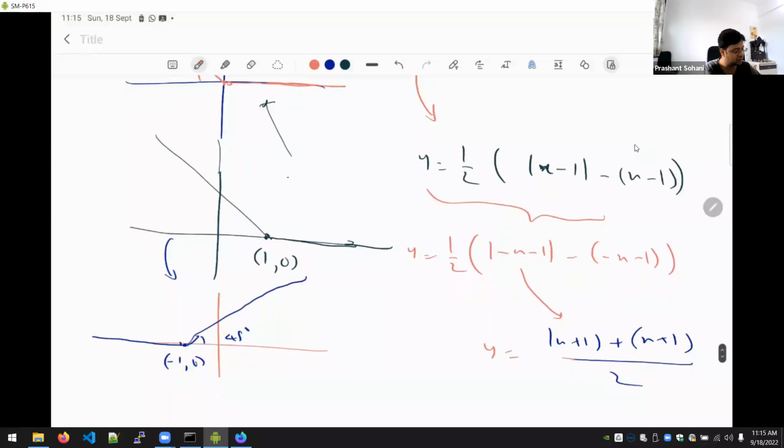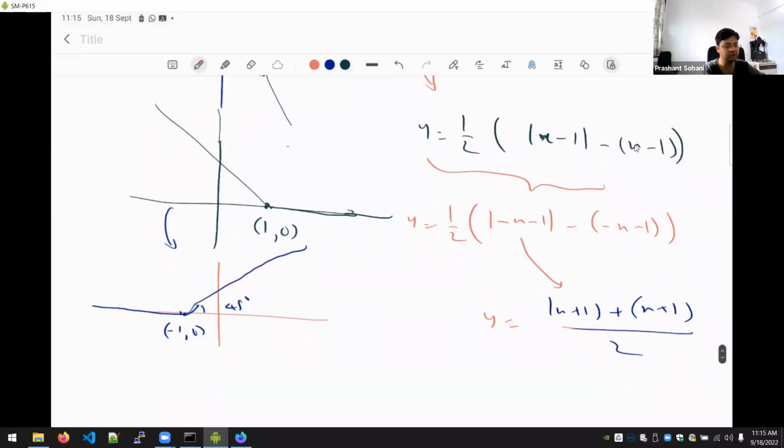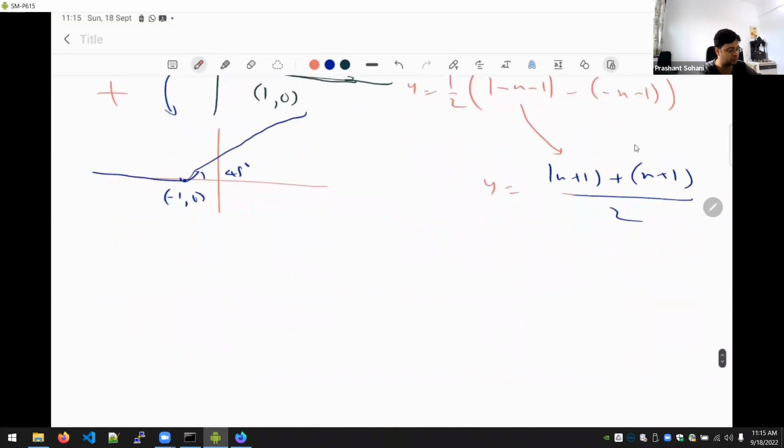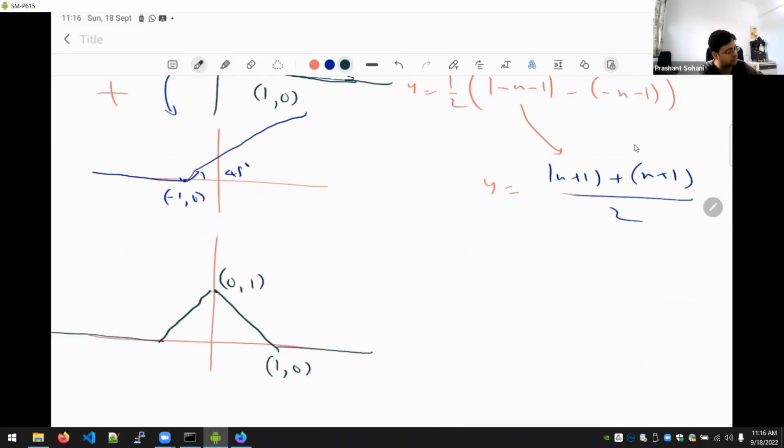Okay. And since we're almost out of time, the last thing: once you know how to do this, you can know how to do anything. What if we add both of these graphs? I'll not literally add, but find the formula for this. This is 1 comma 0, 0 comma 1 and minus 1 comma 0.